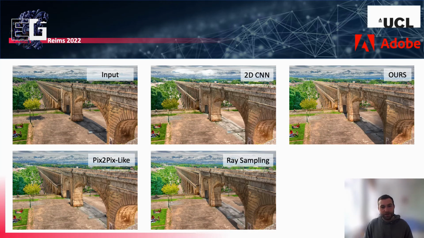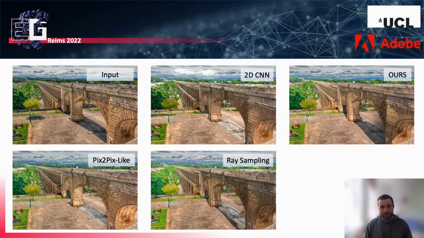The second is a 2D CNN, where we predict intermediate shadow maps. However, we do this using a standard 2D CNN. We also have a ray sampling approach, where we build the 3D feature volume. However, we do not learn any features on top of this. We simply just look at whether these intersect or not. Finally, we have our method, which is the ray sampling volume, but also with a learnt component using the 3D CNN on top. Notice how the pix-to-pix-like and 2D CNN do not capture the shadows under the bridge.